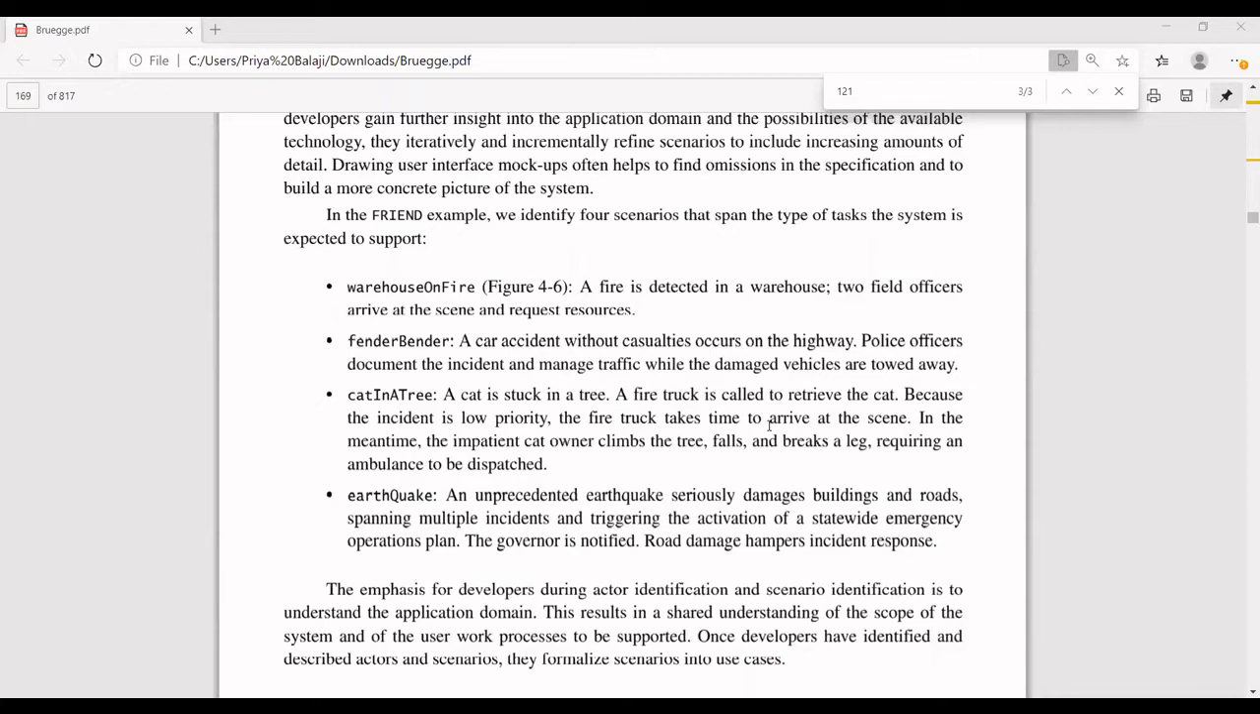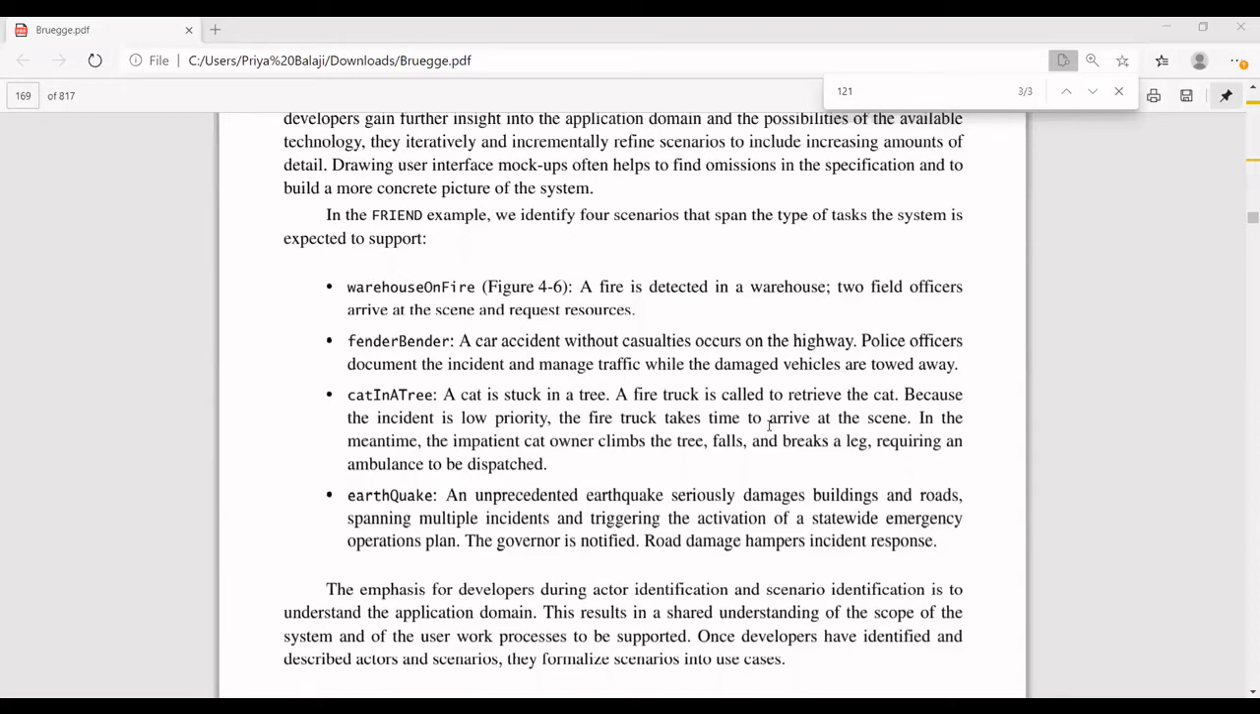Even though it is a low priority, meanwhile, if the cat was stuck for a long time, it may try to climb the tree and it may break something or fall down or something may happen. If it falls down or there is some accident for the cat, then they have to dispatch an ambulance. So like that, different types of incidents may happen.